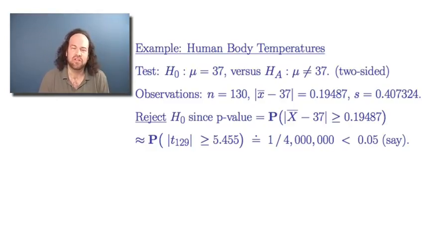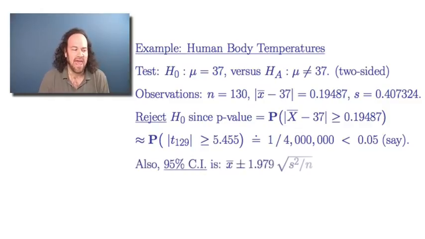We also could compute a confidence interval in that case. It's a confidence interval for a mean, and we know how to do that. It's our observed mean plus or minus a certain value, which for the normal was 1.96. In this case, because it's a t-distribution, it's a little bit larger.